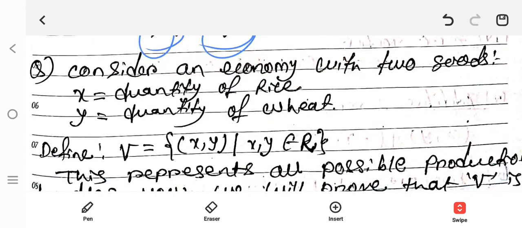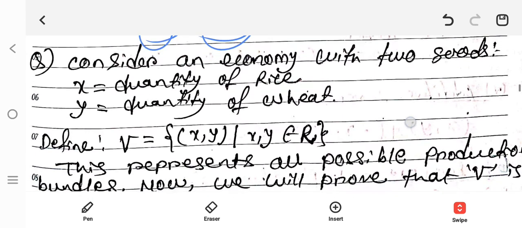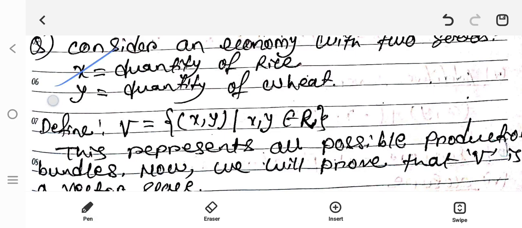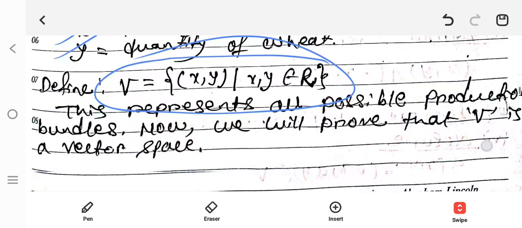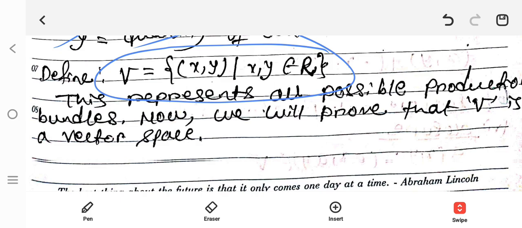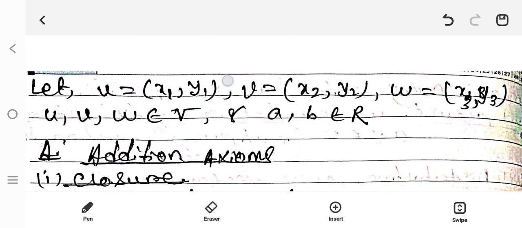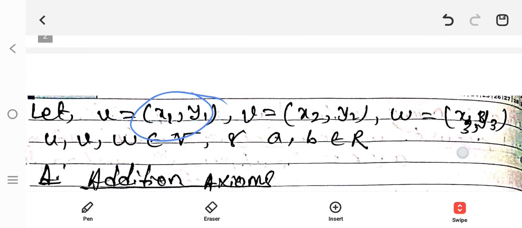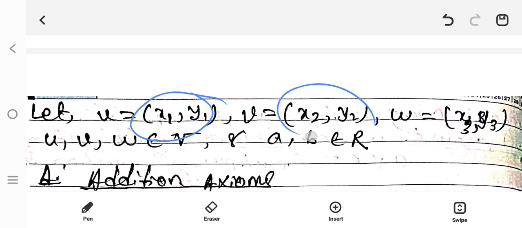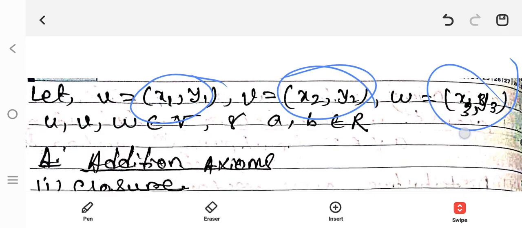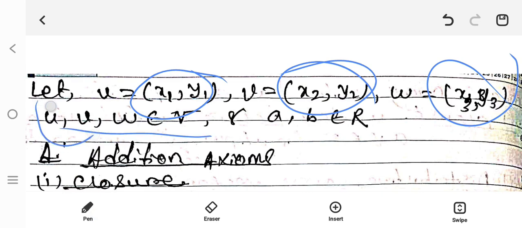Now let's see an example related to economics. Consider an economy with two goods. Here x is the quantity of rice and y is the quantity of wheat. Define V, a set, which represents all possible production bundles. Now we will prove that V is a vector space. First, let u equal (x1, y1), vector v have the two components x2, y2, and w have x3, y3, and u, v, w belong to set V.